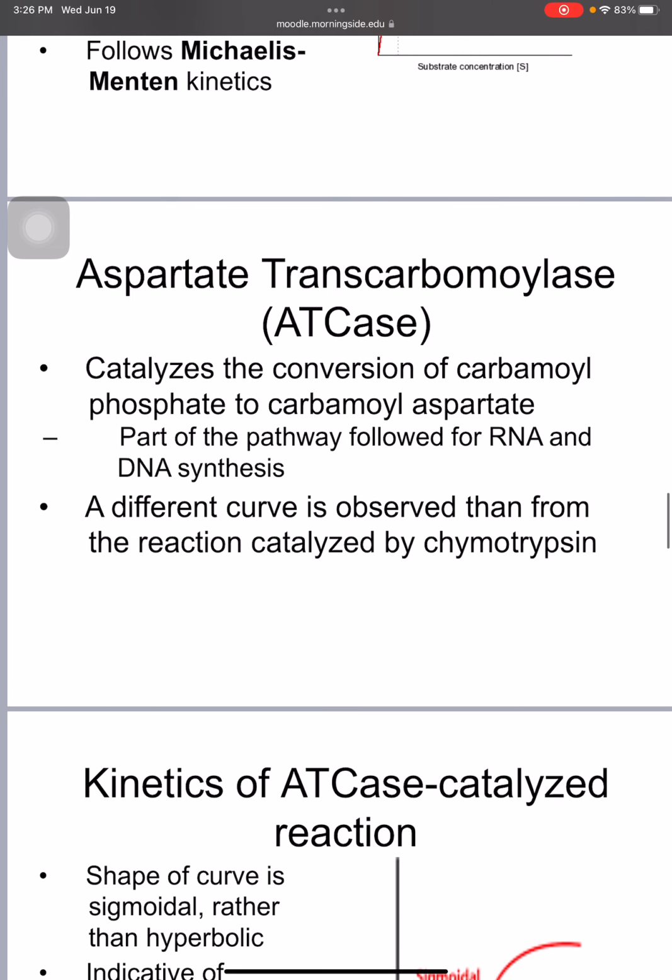Now, let's take a look at another one. This is ATCase, which stands for aspartate... I can never say this, damn it. Aspartate... it's ATCase. I can say carbamyl, but I can't say transcarbamyl. Oh, I guess I just did. Aspartate transcarbamylase. Let's just call it ATCase.